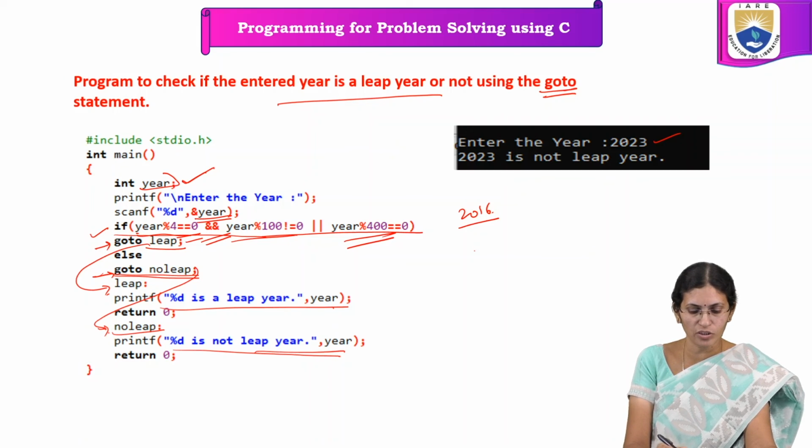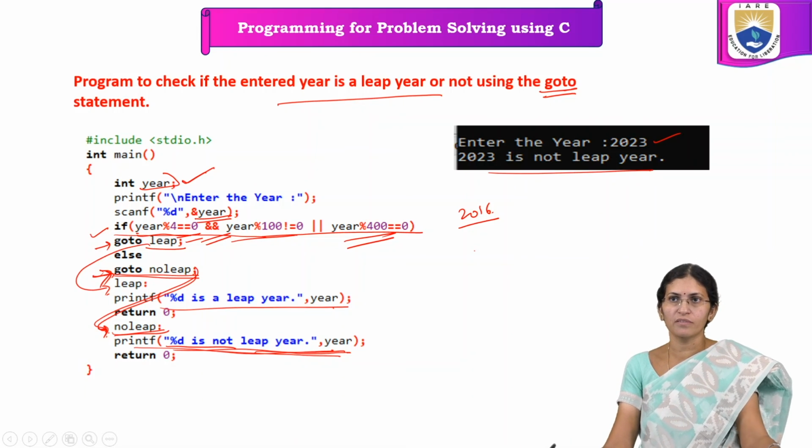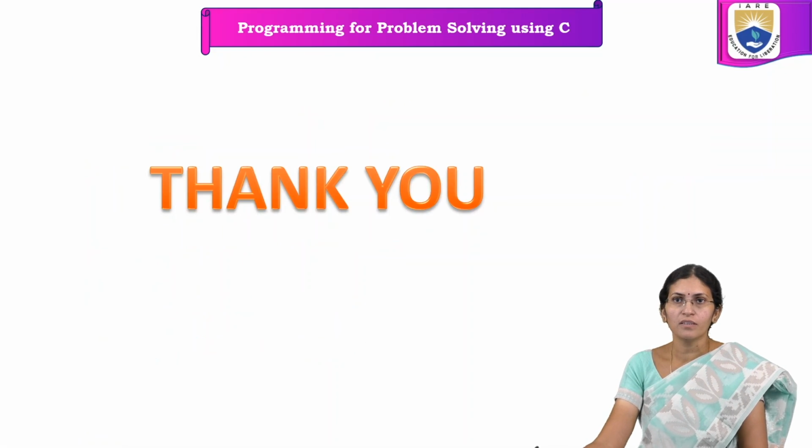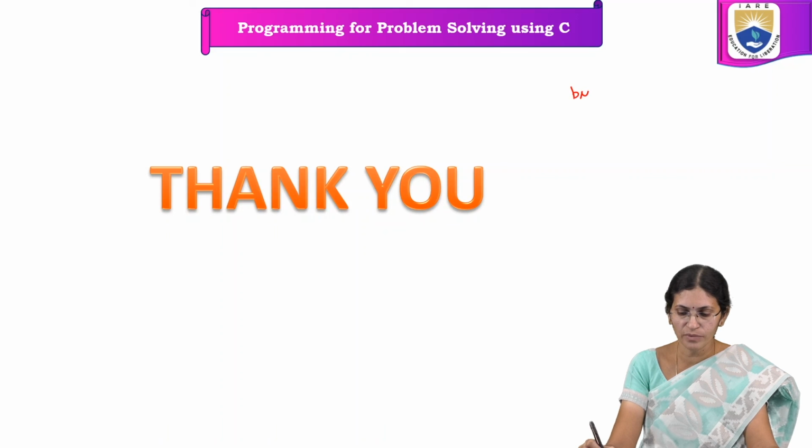Initially the statements will be executed sequentially. Whenever this condition becomes false, this statement will be executed. The label for this is defined here, and inside this label we have one statement: the corresponding year is not a leap year. Therefore 2023 is not a leap year. In this way we have seen the use of the break statement, the continue statement and goto statements in the C programming language.